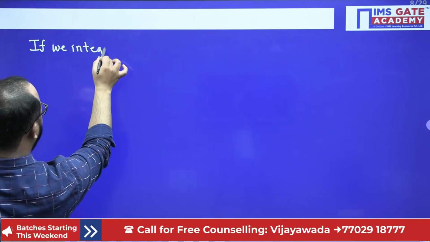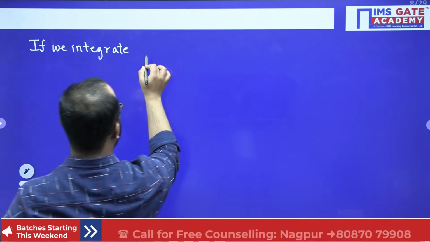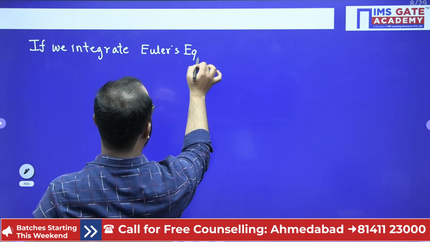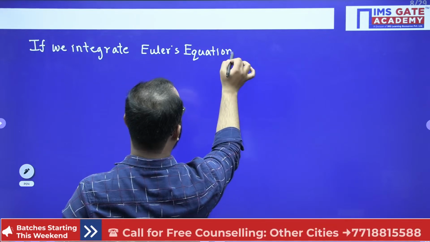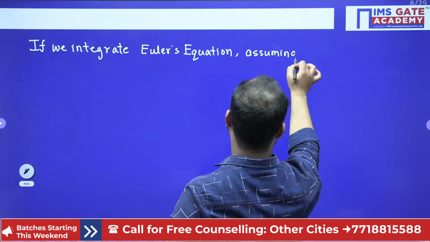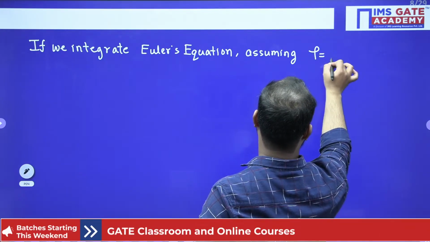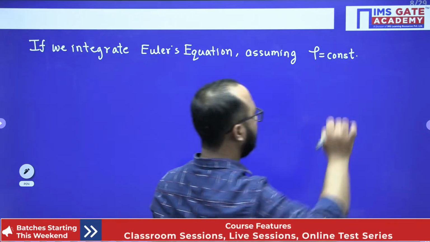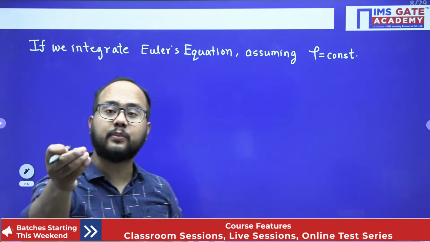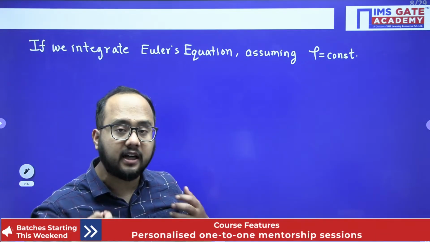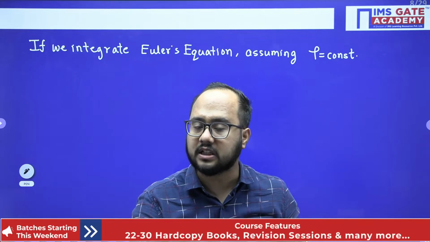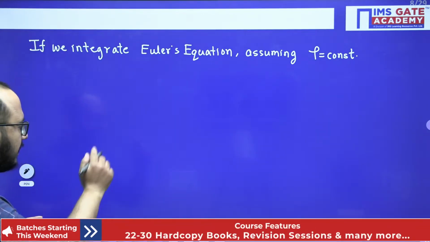If we integrate Euler's equation, assuming density to be constant, that is incompressible. Yes, it is applicable for both compressible and incompressible flow, absolutely. But I will integrate the equation assuming density to be constant, that is incompressible. Now, if I integrate assuming this, what will I get?